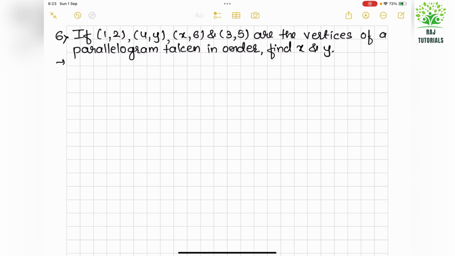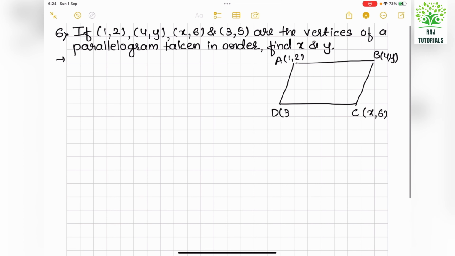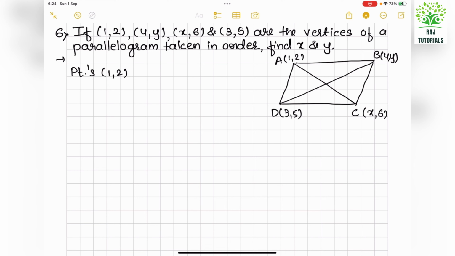are the vertices of a parallelogram taken in order, find x and y. So let me make the figure first. A 1 comma 2, B 4 comma y, C x comma 6 and D 3 comma 5. Now I am joining the diagonals also, AC and BD. Now given is points 1 comma 2, that is A, B 4 comma y, C x comma 6 and D 3 comma 5 are vertices of parallelogram.